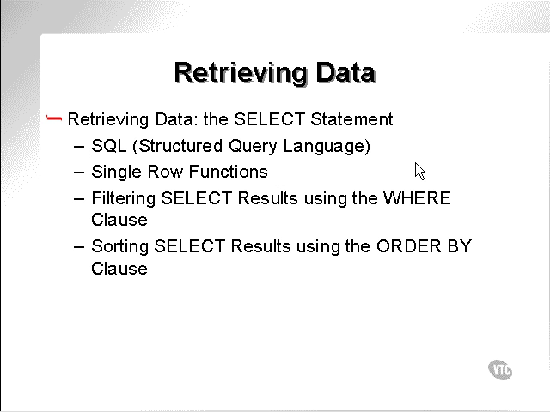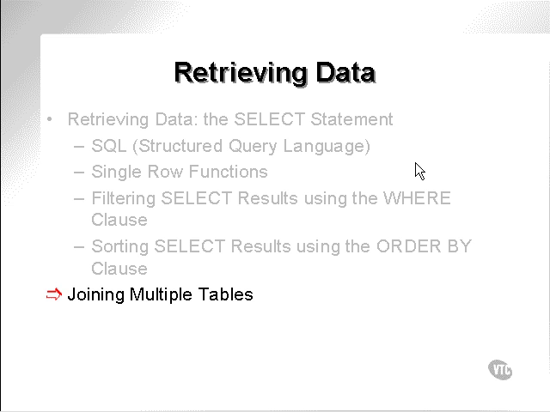Sorting the select statement is executed using the order by clause. In other words, whatever we retrieve from the database using the select statement can be reordered or resorted using the order by clause. We will look into joining multiple tables. By joining multiple tables, what we do is we select data from more than one table at the same time and stick them together according to certain parameters.